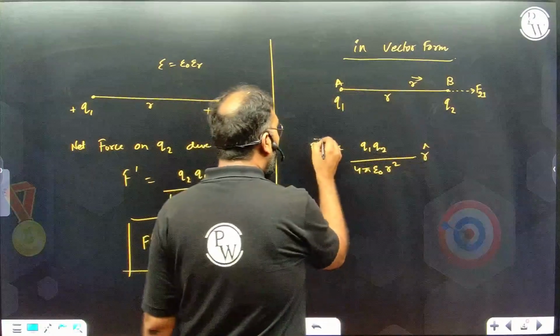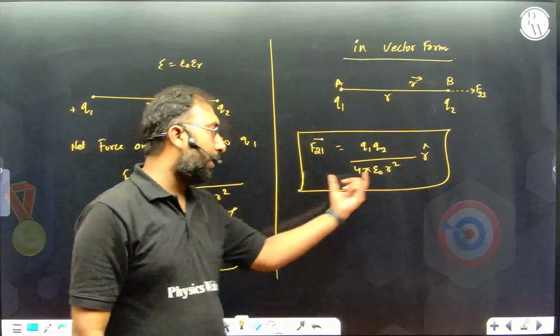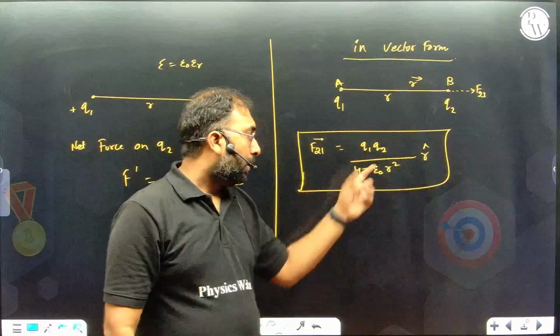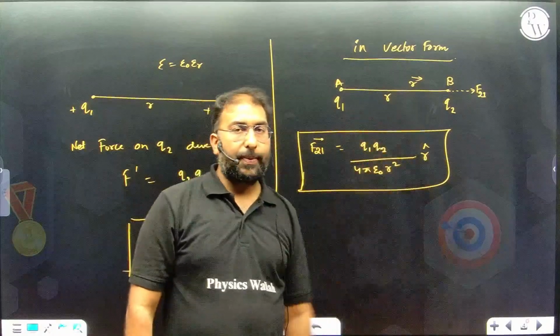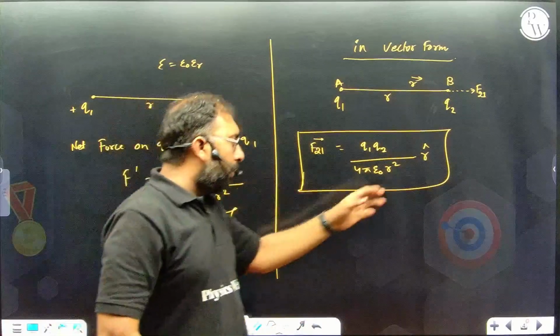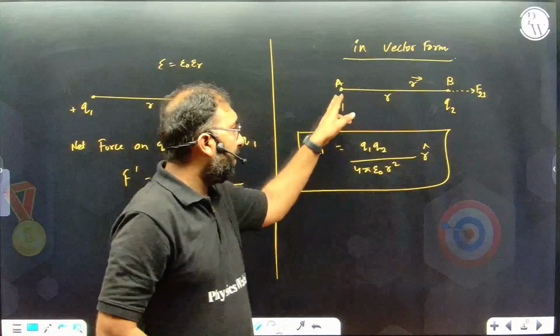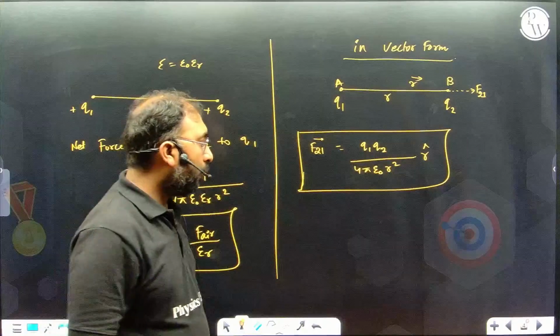So this will now be in vector form. Because if I am writing force in vector form, then I have to write a magnitude and its direction. So this part is the magnitude of the force and this r cap is representing its direction. So direction is r cap. R vector is what? A vector from A to B.